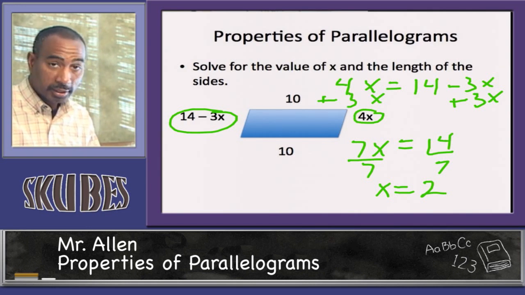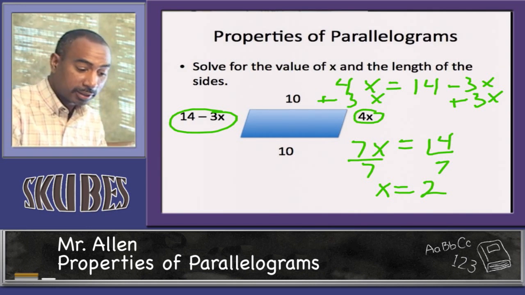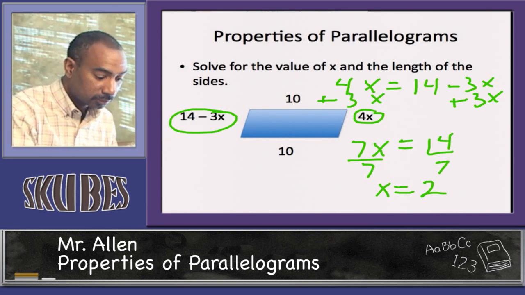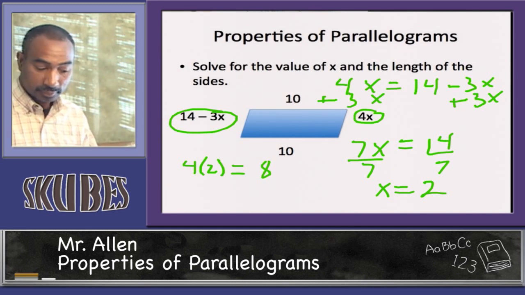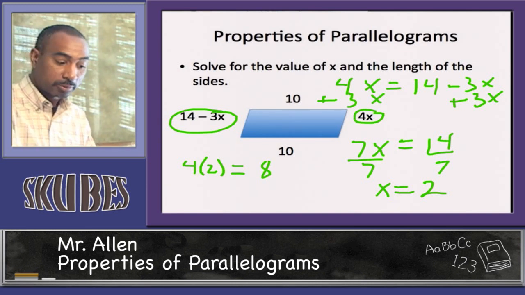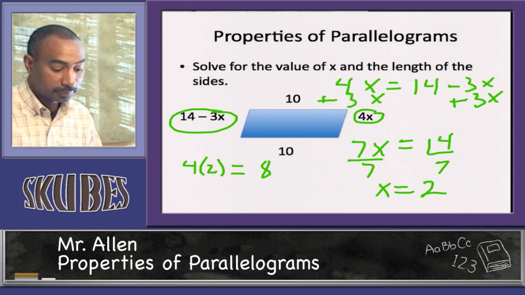So the value of x is 2, but the length of the side is 4 times that number. So the length of that side is 8. If you were to check with this expression, you should get 8 also.